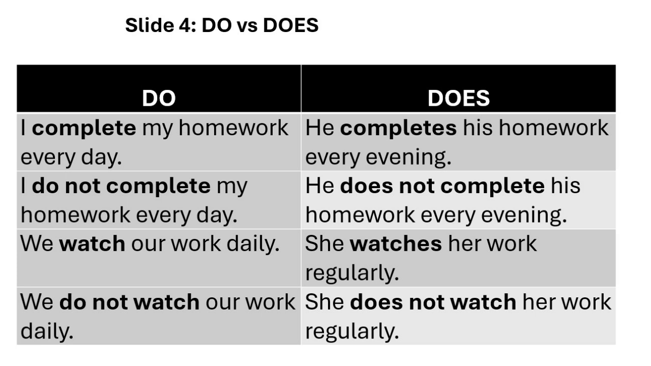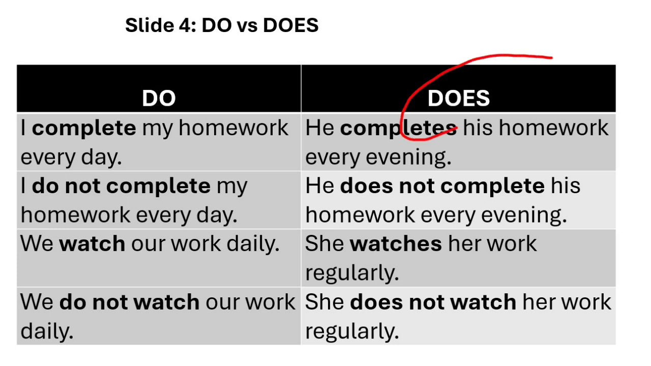Right. Now see the second example. We watch our work daily. So this is a positive sentence, so obviously do is not there. Now see the negative. We do not watch our work daily. Now what is the common thing you observed in both the examples? See, subjects are I and we. That is why we are using do in negative.